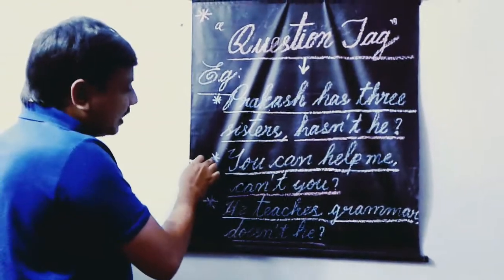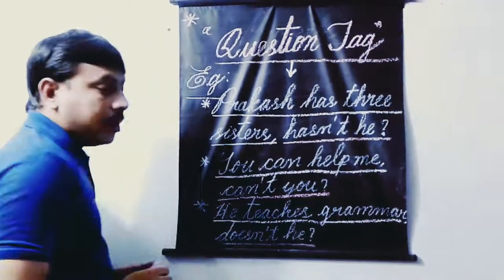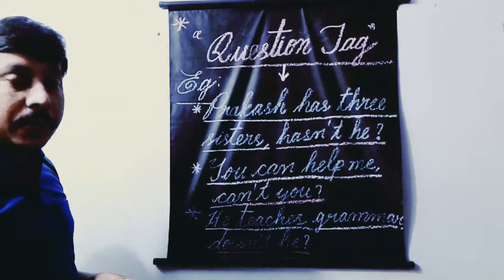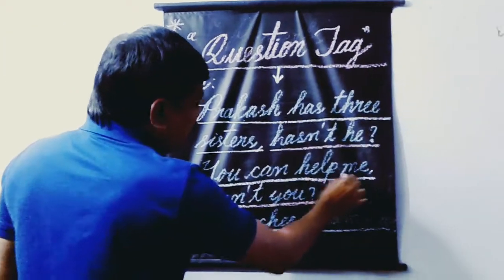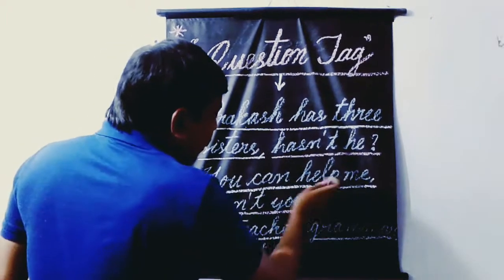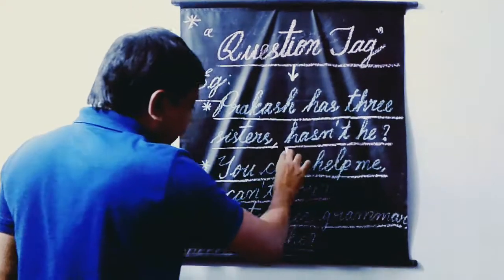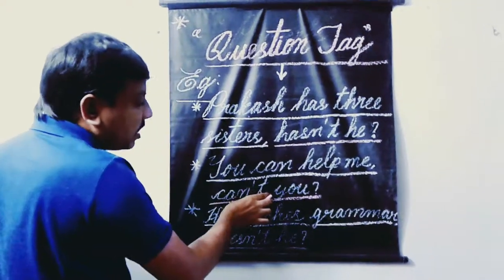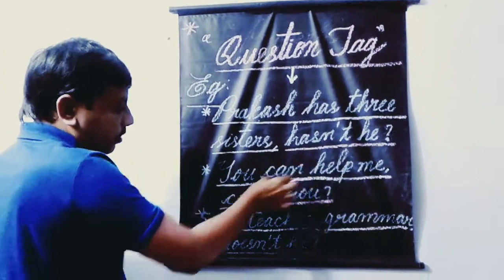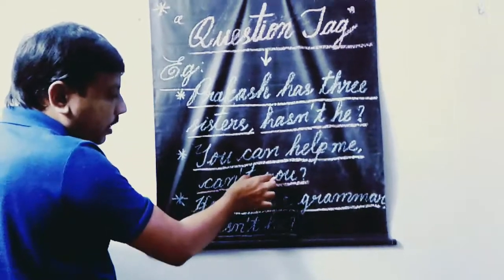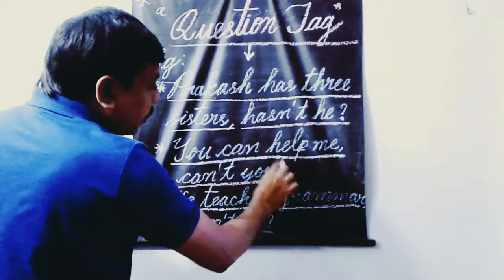Let us go to the second one. You can help me, can't you? You can help me here. In this example, you can help me is the former statement. Here the former part is called statement. Can't you is the question tag which is added to the former statement. The latter part is nothing but the question tag. You can help me, can't you?